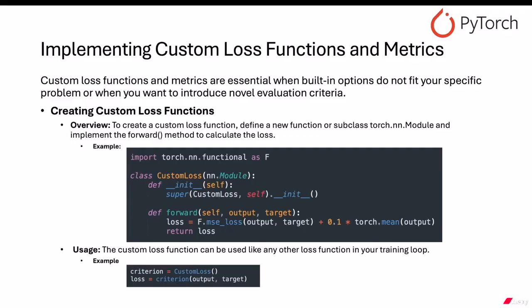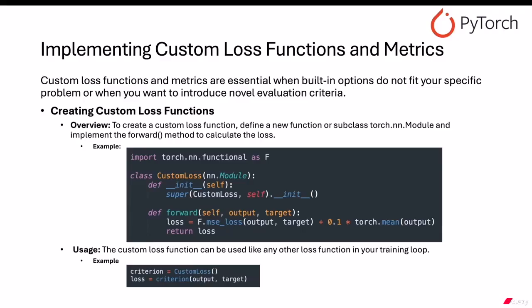First, creating custom loss functions. To create a custom loss function, define a new function or subclass torch.nn.Module and implement the forward method to calculate the loss. Here is an example where I'm importing torch.nn.functional as F.